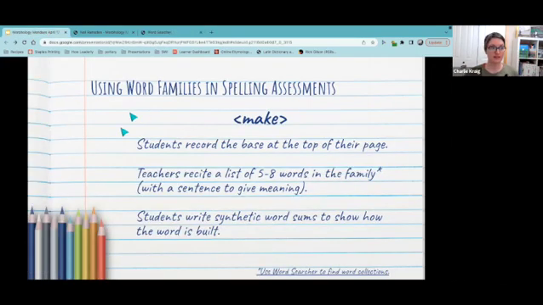Obviously, this activity is preceded by a conversation about what a word sum is and why we use them, and what a prefix is, and what a suffix is, and what a base is. So this is not where you start, but this is a place where you can keep going to build that understanding with your kiddos.